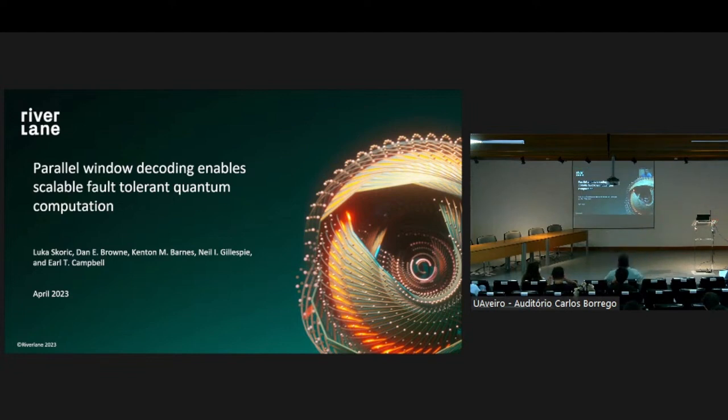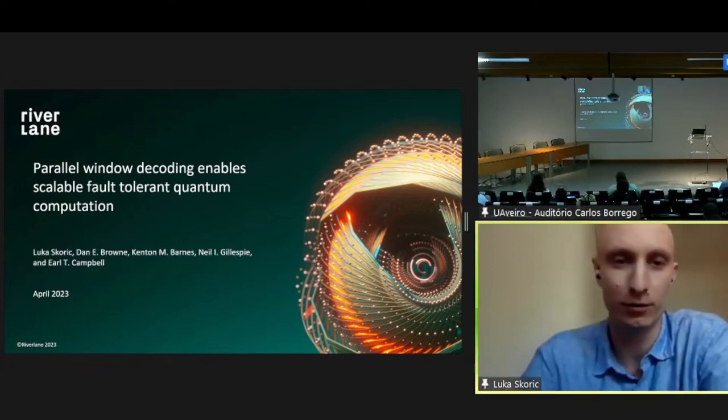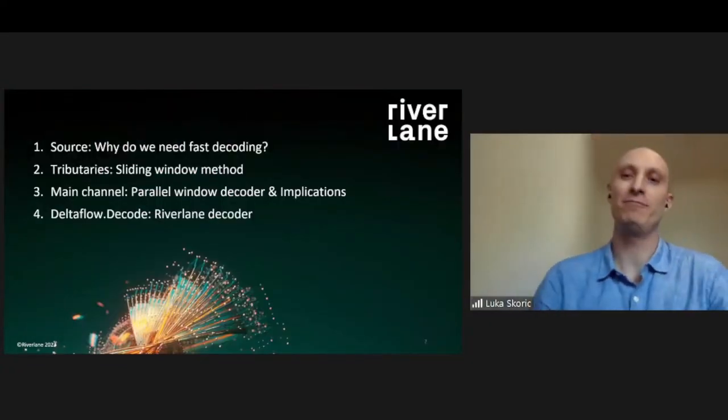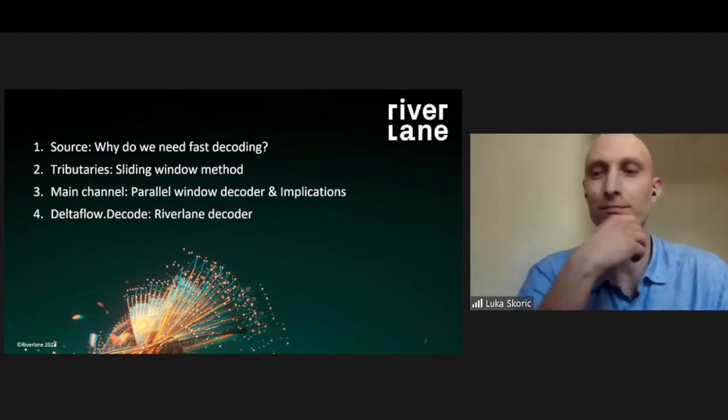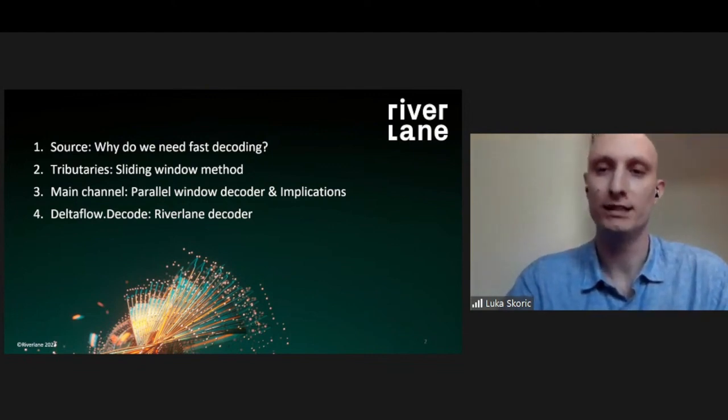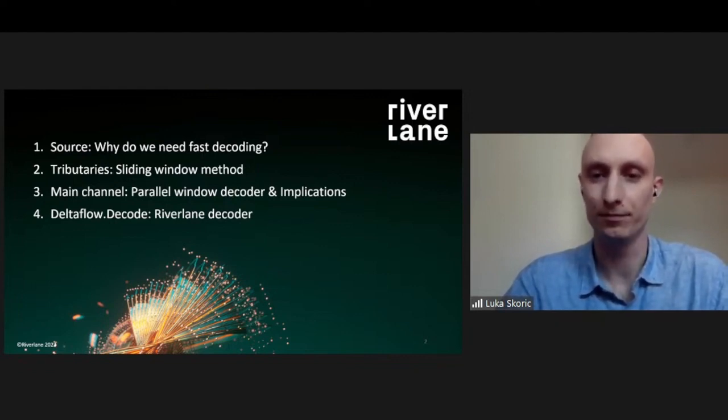Today I'm going to talk about our work, from me and my collaborators at Riverlane, on parallel window decoding and discuss how it enables scalable fault-tolerant quantum computation. Sticking with the river theme, we are going to start at the source. Many of you might appreciate that fast decoding is important, but here we're going to discuss why it's essential for practical fault-tolerant quantum computation. Then I'm going to discuss the current leading proposal for real-time decoding, which is the sliding window method, and why this method inherently does not scale.